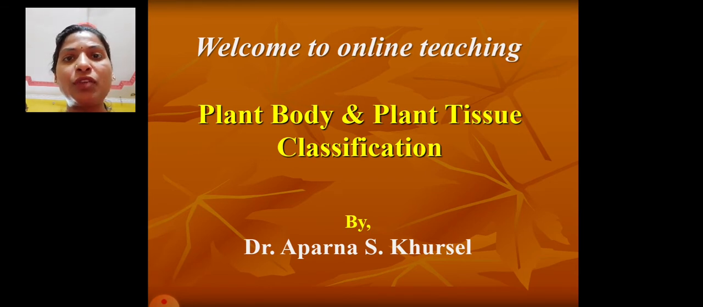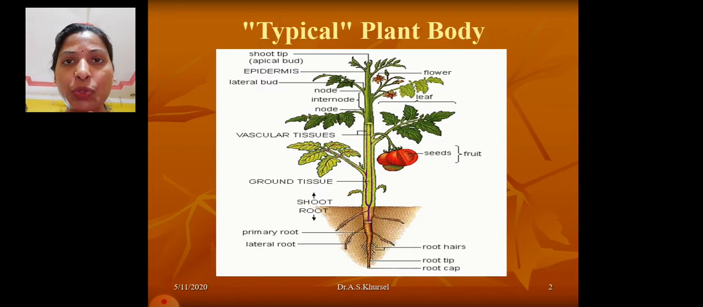Today I am presenting one of my favorite topics, and the name of the topic is plant body and plant tissue classification. So let's study the typical plant body. Here is the image of the plant body. As we all know, the plant body consists of two systems, the root system and the shoot system.